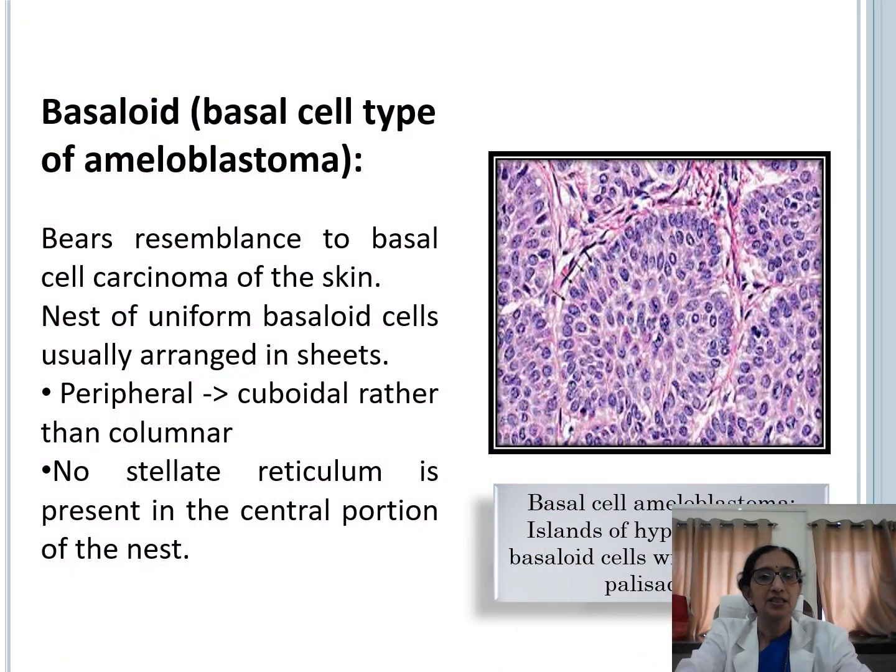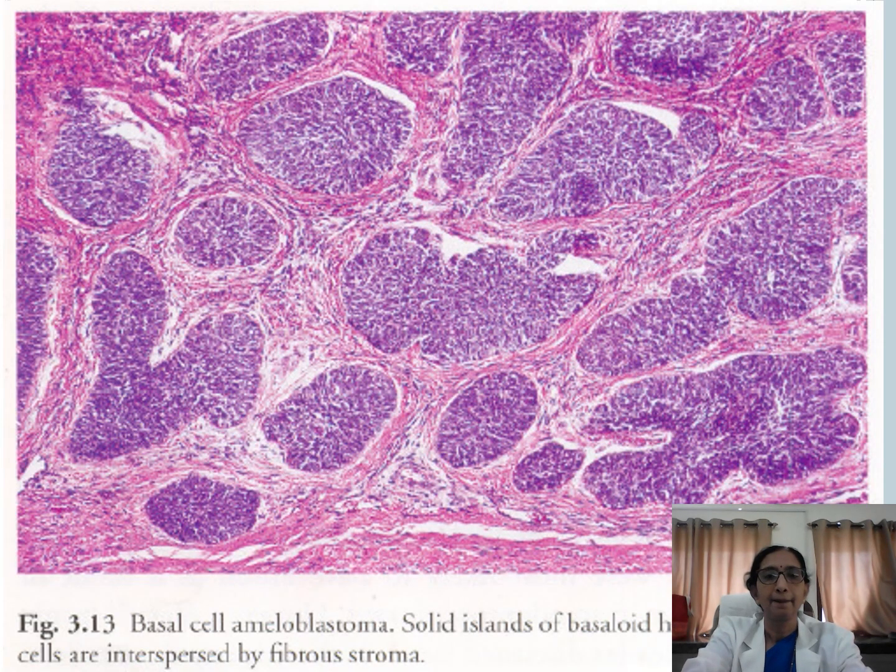Now next is the basal cell ameloblastoma or basaloid type of ameloblastoma. Here it resembles the basal cell carcinoma of the skin. So the nests of uniform basaloid cells run in sheets. Peripheral cells are cuboidal rather than columnar, and there is no stellate reticulum like tissue in the central portion of the nest. Now see, it resembles the basal cell carcinoma of the skin.